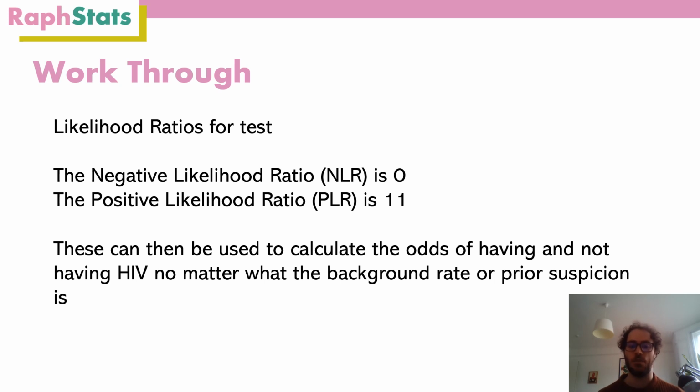So we've worked it through and we found out for that HIV test, the negative likelihood ratio is 0 and the positive likelihood ratio is 11. And this can be used to calculate the odds of having and not having HIV after your test, no matter what the background rate or prior suspicion is. And I'll work through a couple of examples actually with COVID tests to show you why this is really helpful.